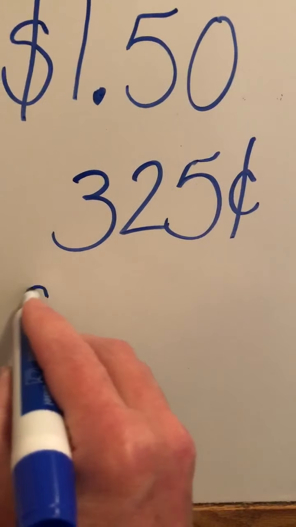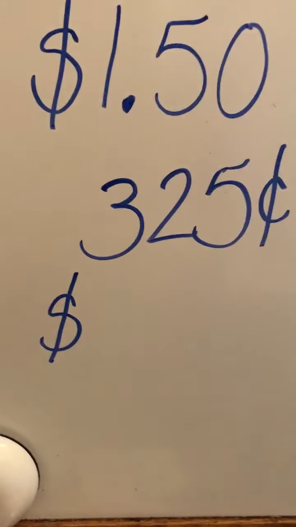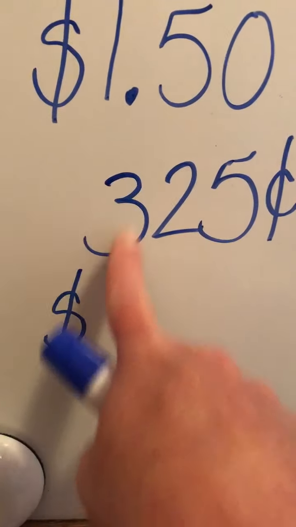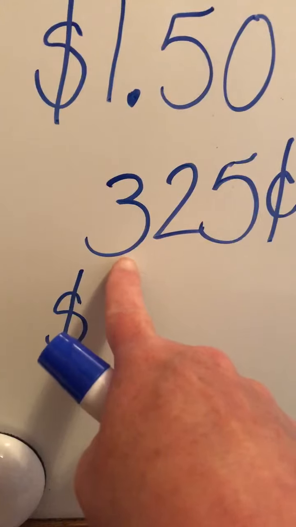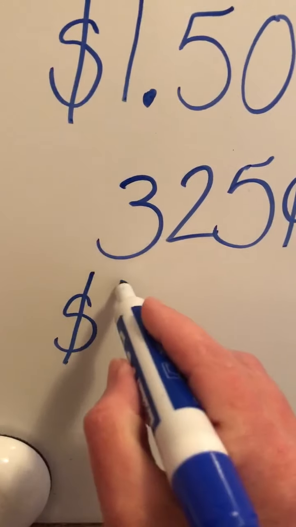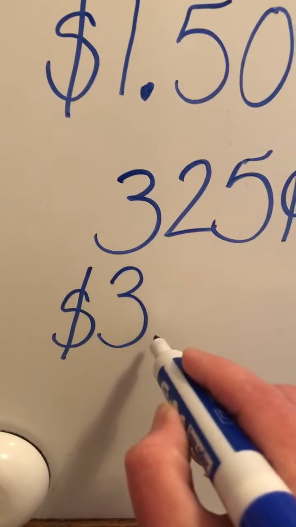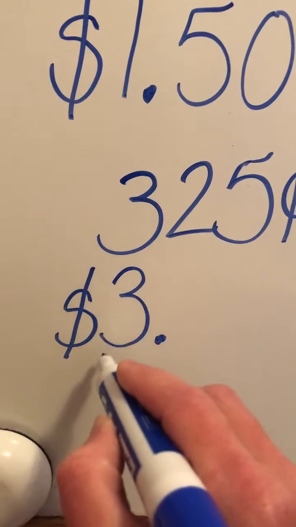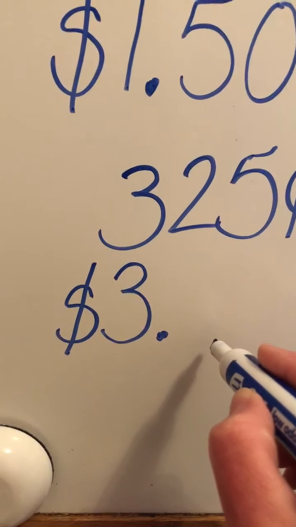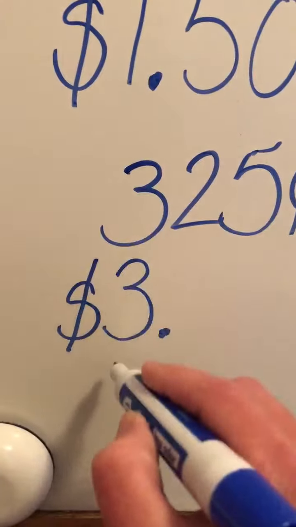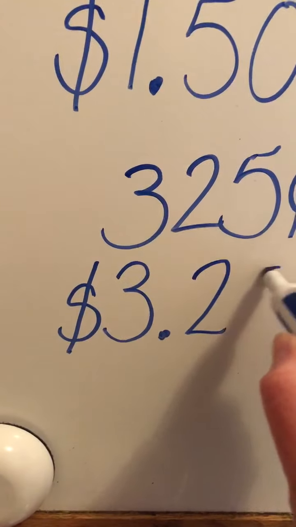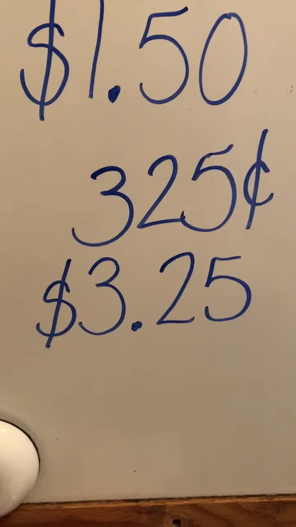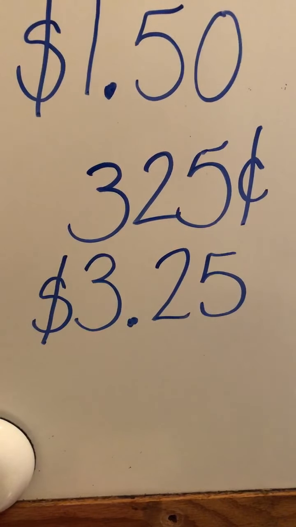Okay, we would write the dollar sign first. How many dollars, how many hundreds do we have? Yep, we have 3 hundreds, and so how many dollars is that? 3. We're going to use our decimal to separate dollars from coins, okay? So we have $3, and then how many cents? 25 cents. And that is how we write it.